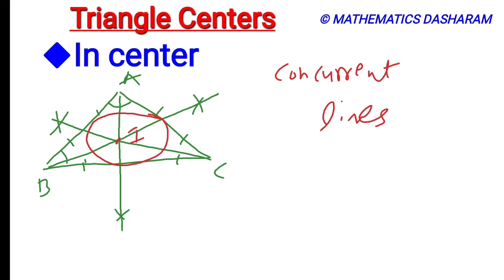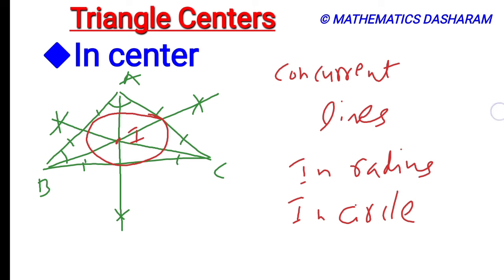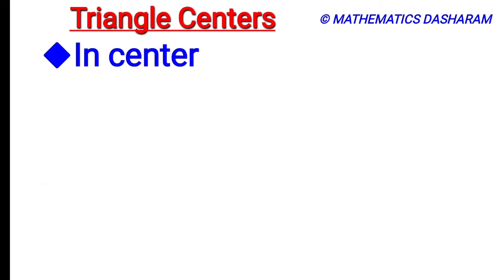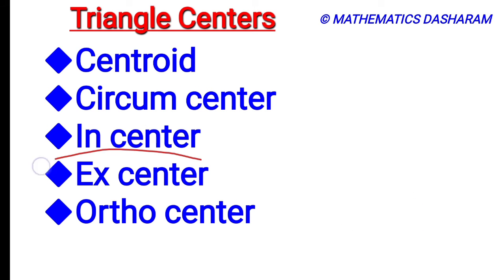Here the radius of this circle is the inradius, and similarly the radius of the circumcircle is called the circumradius. So, this I is equidistant from all 3 sides of the triangle, and the circle is the incircle. So, the next one is the excenter.